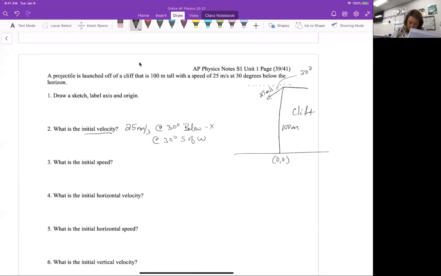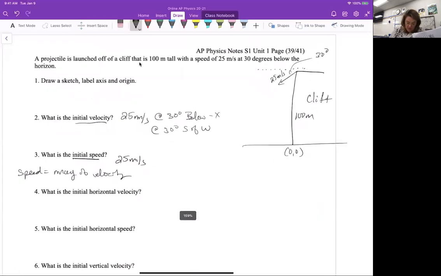What was its initial speed? Well, speed is just the magnitude of velocity, 25 meters per second. Okay, speed is equal to the magnitude of the velocity. Okay, instantaneous speed is equal to the magnitude of the instantaneous velocity. Didn't have time to do any curving around.